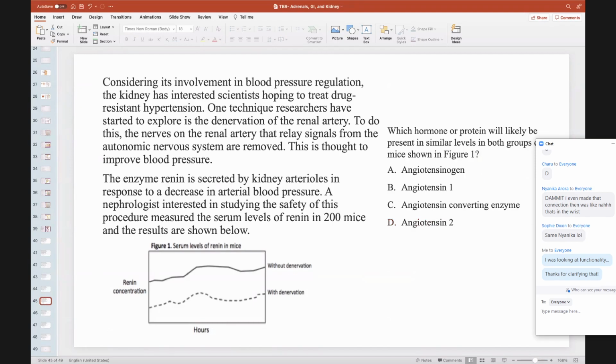Okay, which hormone or protein will likely be present in similar levels in both groups of mice shown in figure 1? So reword this question. What is it really asking for?